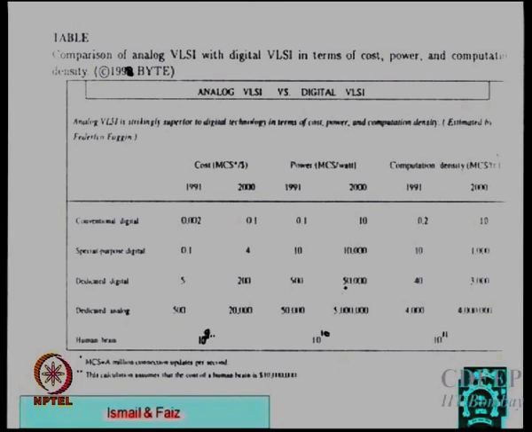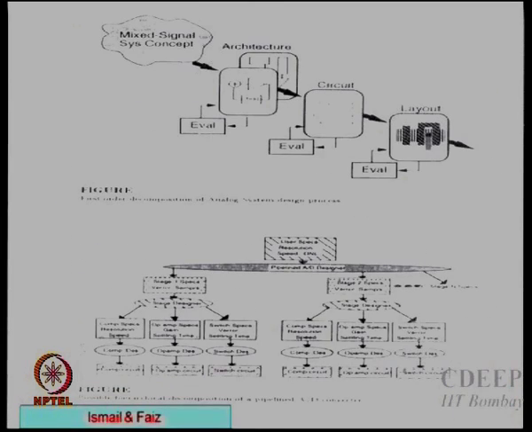This is taken from Ismail Fez. This is just to give you, I want to make a similar logic design kind of thing for op-amp. This is my aim. No one has done it, no one has succeeded. You have a mixed signal concept. This is called top-down design, bottom-up implementation, as we do in digital. You want to see, can we do it in analog?